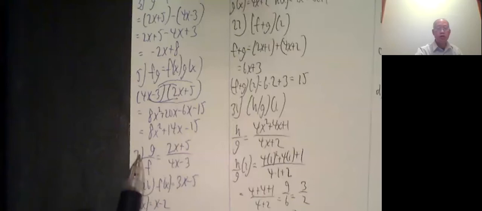Number 7 says g over f. Just divide them, 2x plus 5 over 4x minus 3. That's all there really is to it.